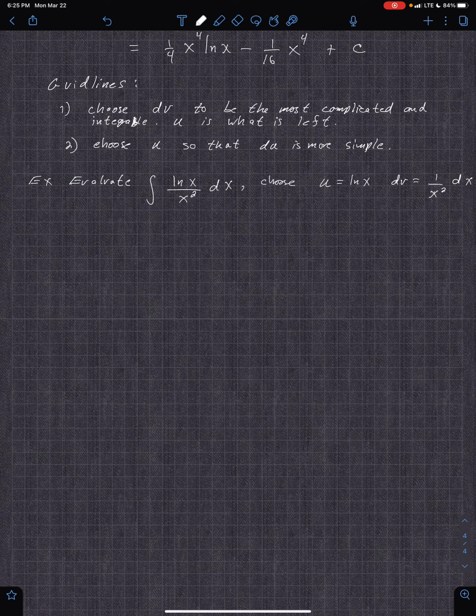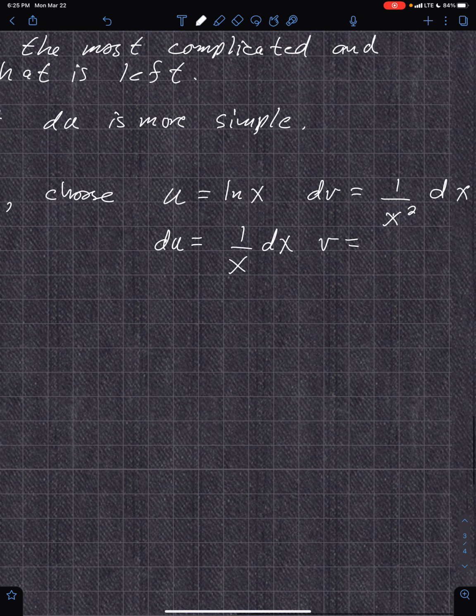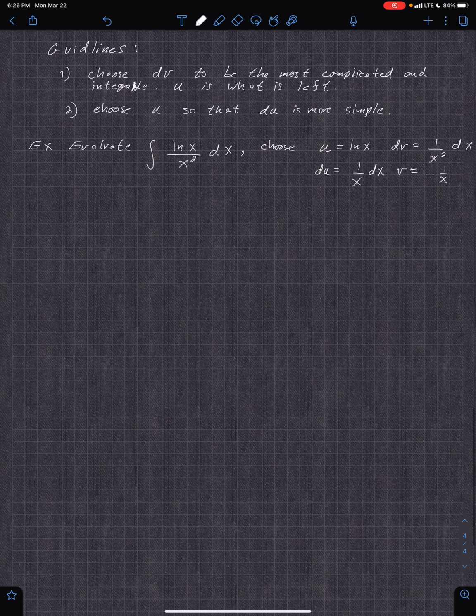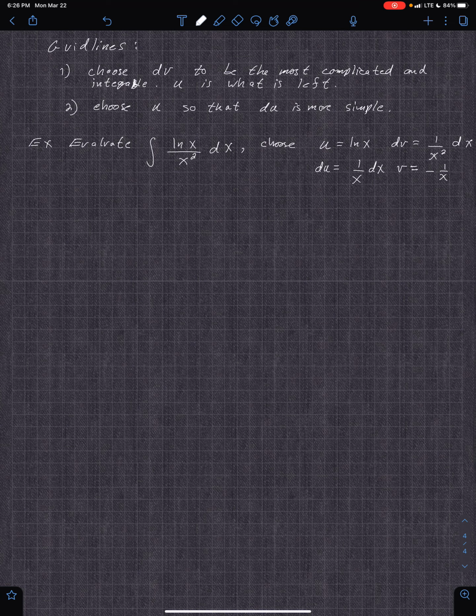Okay, so let's do it then. So du is equal to 1 over x dx. And my v is equal to, what is that? When you integrate that, you have x to the negative 2, add 1 to the exponent and you get negative 1 over x. Okay, so now substitute back in.